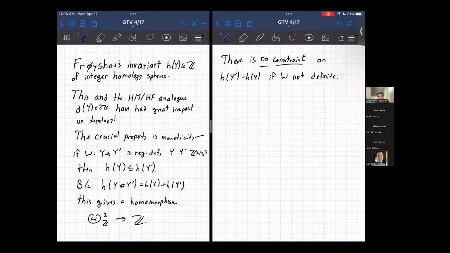Just by reversing orientations, you get a similar but reversed inequality for positive definite cobordisms. But for indefinite cobordisms, you get no constraint at all. This quantity can be whatever integer you want it to be, as soon as, say, b plus and b minus are both 1. What I want to talk about is an invariant very much related to this, which comes from a quite similar story. So to say where it's coming from, I'll first make some brief remarks about the h invariant, a modern perspective on Froyshov's invariant.